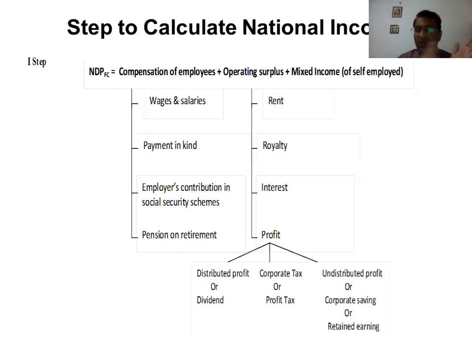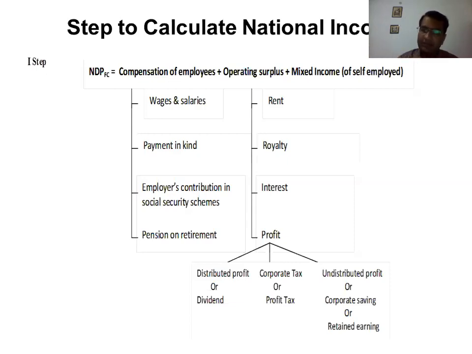Sometimes to calculate net domestic product at factor cost, compensation of employees is given, then we will directly add compensation of employees, not wages and salary, payment in kind, employer contribution, and pension or retirement, because they are already added in the compensation of employees. Compensation of employees is a broad form of these.